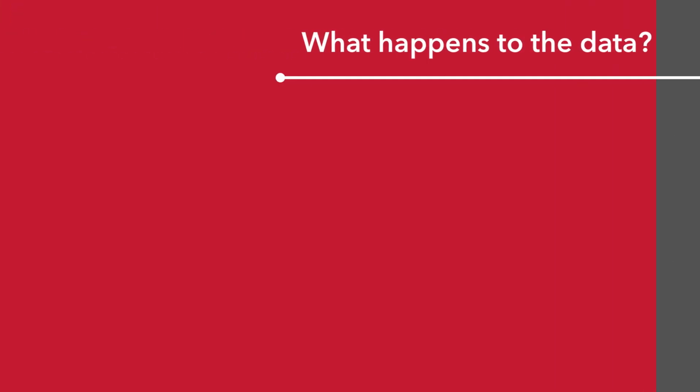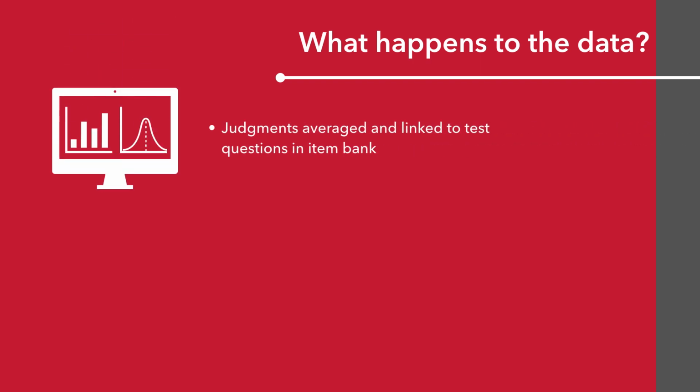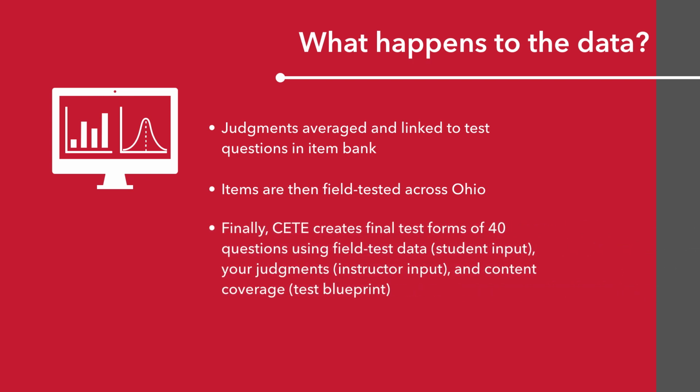We are often asked what happens to the data after the workshop. The judgments you make are averaged and linked to the test items in the end-of-course bank. After your review of the test items, they are reviewed by ODE staff. Then, the test items are field tested by the student population. Once we've received enough field test data, SEAT will create the final test forms. The field test data serves as student input. Your judgments from the workshop serve as instructor input. These data are balanced with content coverage across the course outline to create 2 40-item test forms, a pre-test and a post-test.